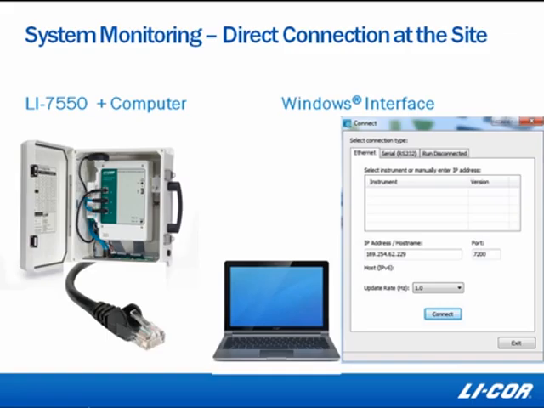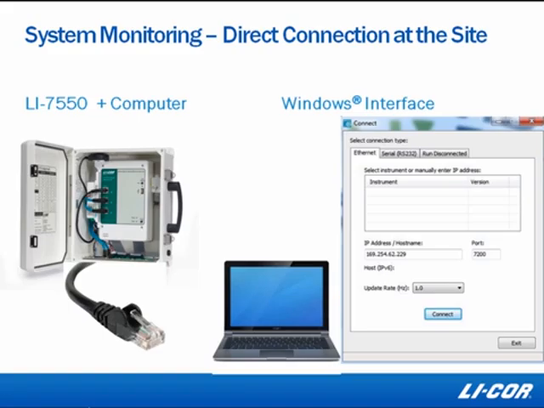The system monitoring can happen when you go to visit the site and you connect directly to the station, and you use a laptop or you may have a computer at the site, and you plug in the Ethernet cable. The LI-COR Windows interface for the LI-7200 or LI-7500A comes up. You connect, and you can go through the steps that we've been talking about in terms of setup, configuration.